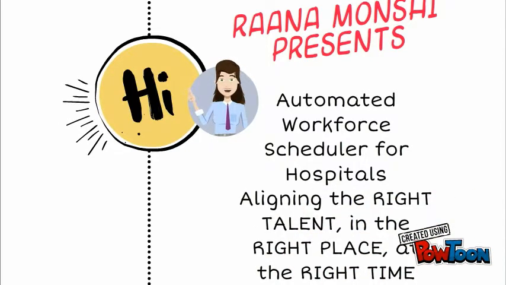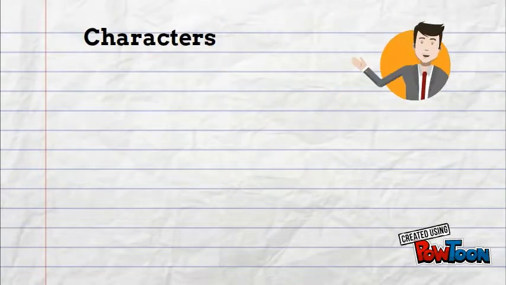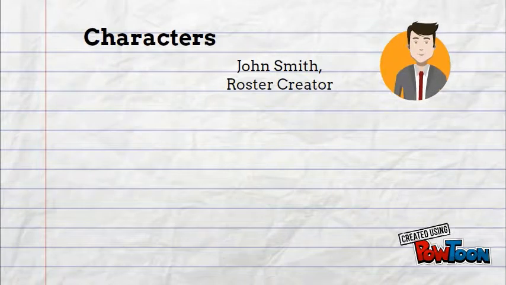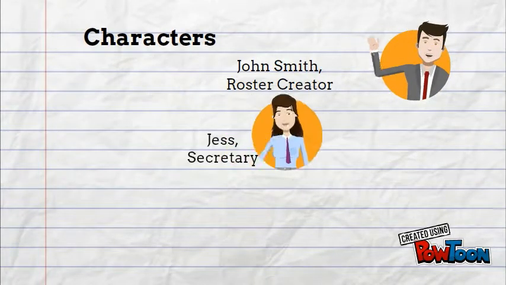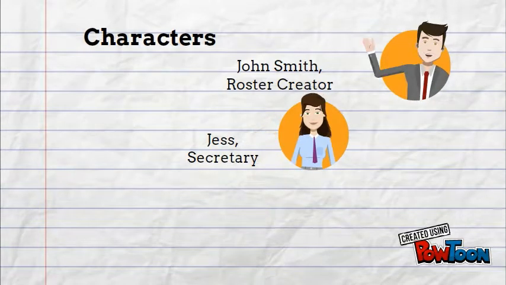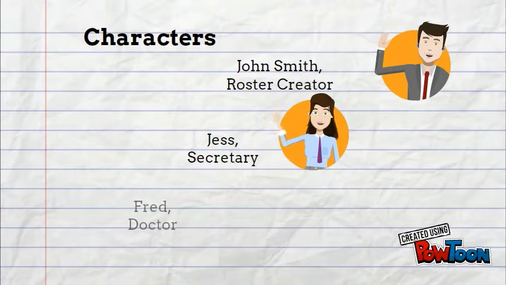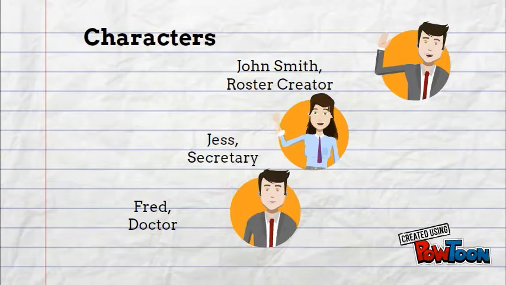But first let me tell you a little story. My story takes place in a hospital and has three main characters. John Smith, the roster creator who is responsible for creating, maintaining, and publishing rosters for the whole hospital. Jess is John's secretary who helps with admin work. Last but not least is Fred, a doctor who works at the hospital.